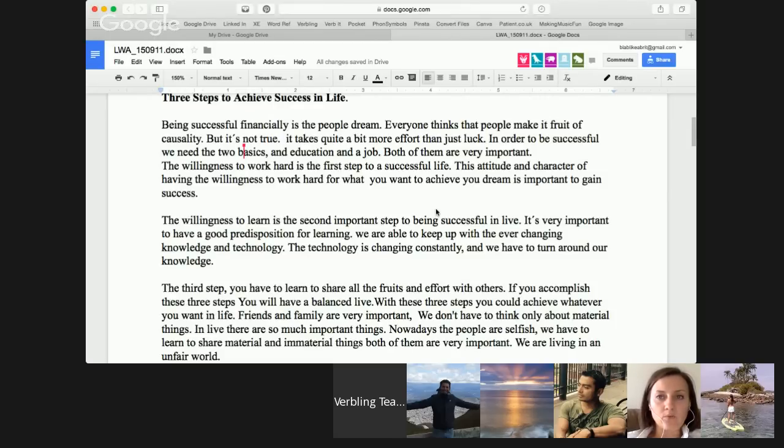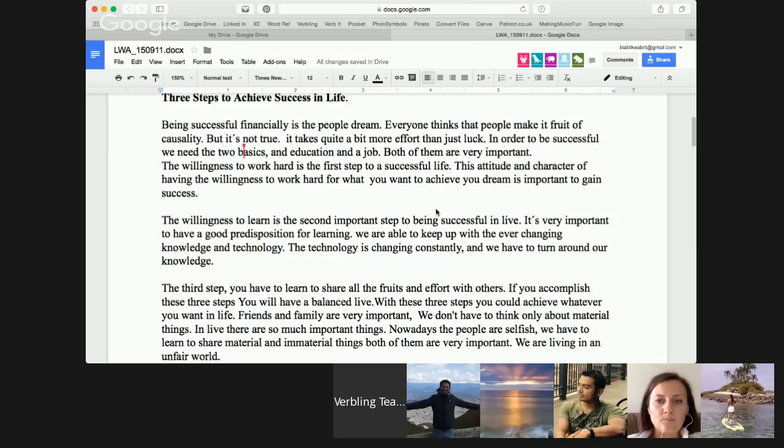Okay. Being successful financially is the people dream. Everyone thinks that people make it fruit of casualty, but it's not true. It takes quite a bit more effort than just luck. In order to be successful, we need the 2 basics, an education and a job. Both of them are very important. The willingness to work hard is the first step to a successful life.